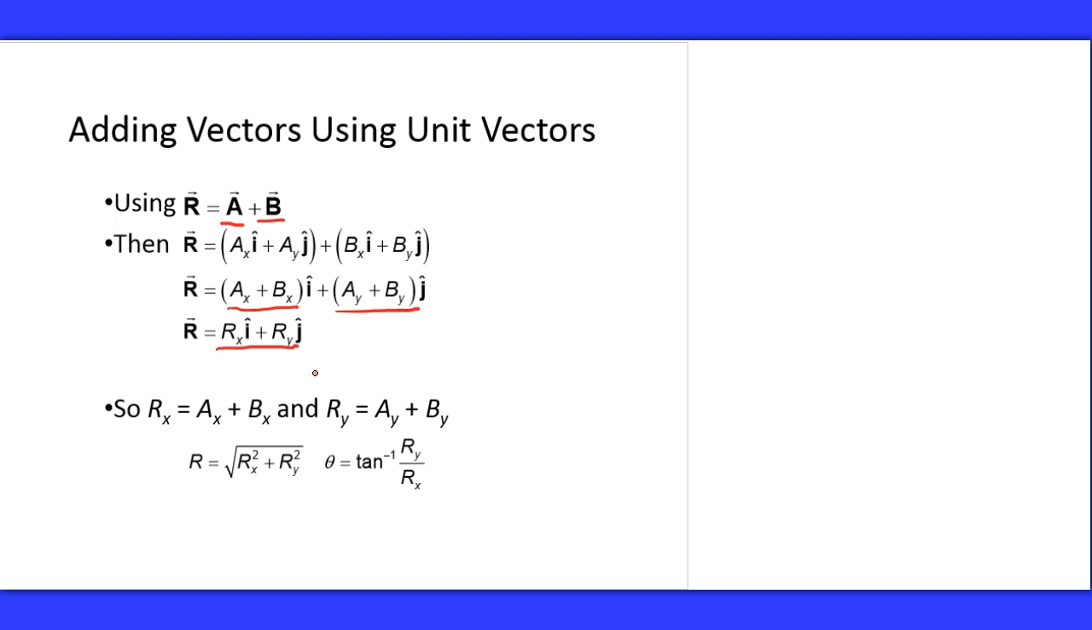If we wanted to find the magnitude of vector R, we can use the Pythagorean theorem, and that will give us the magnitude of vector R. And then of course we can find the angle, the direction, using tangent as well. So again, using this ij notation just makes vectors much easier to work with.